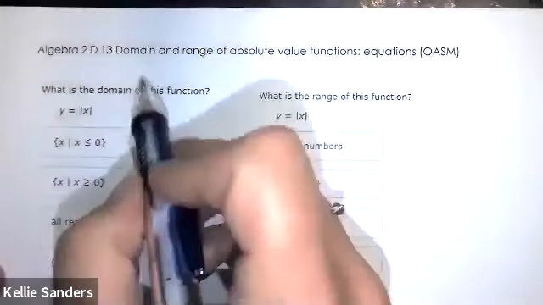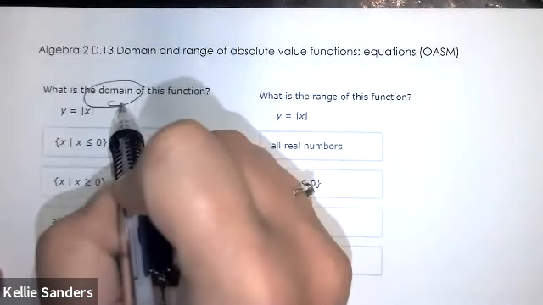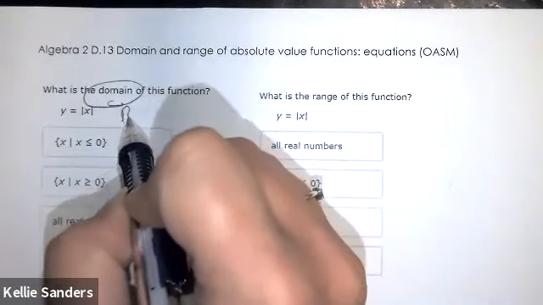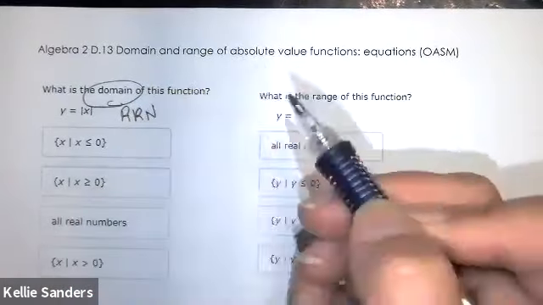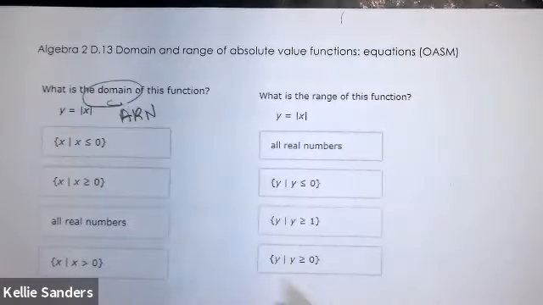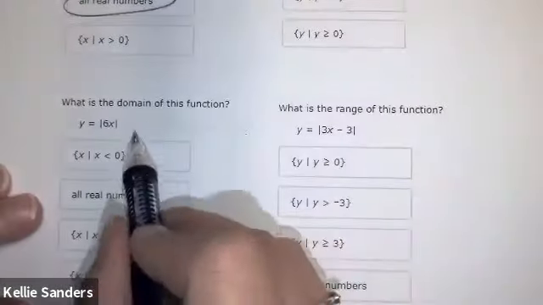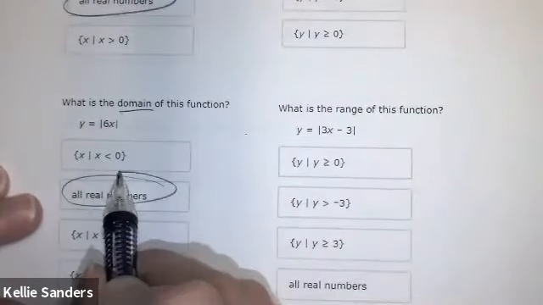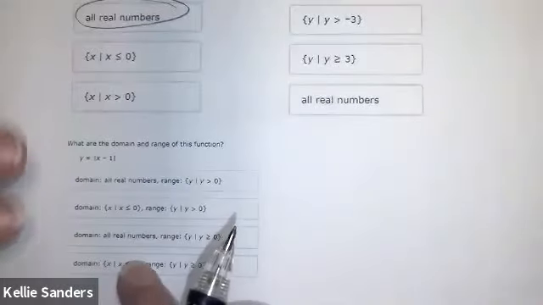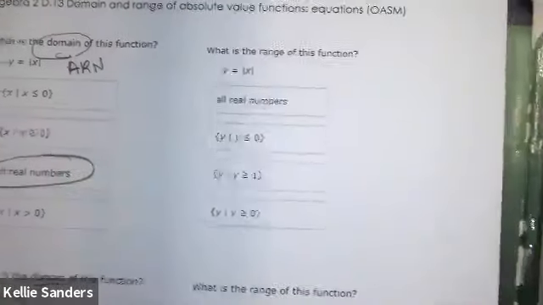But then again, if it's asking you for domain, it really doesn't matter what the vertex is, because remember the domain is all real numbers. That's an A. All real numbers. So we'll just do this. Domain, all real numbers. Domain and range. We'll take care of the range in a minute.